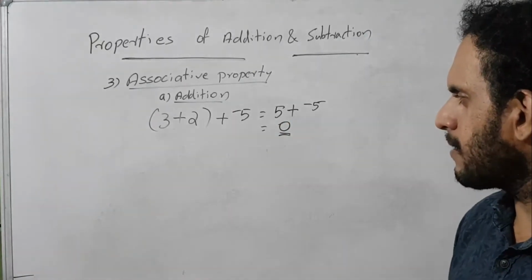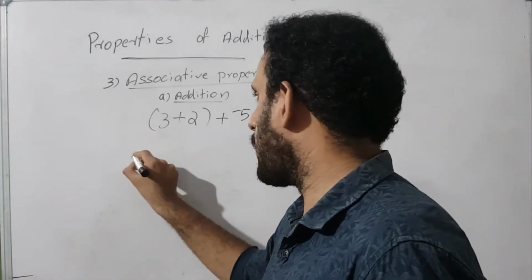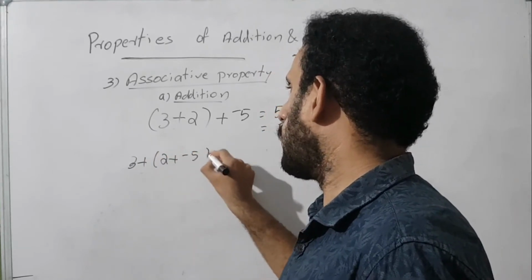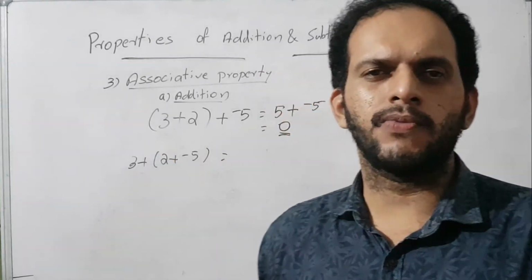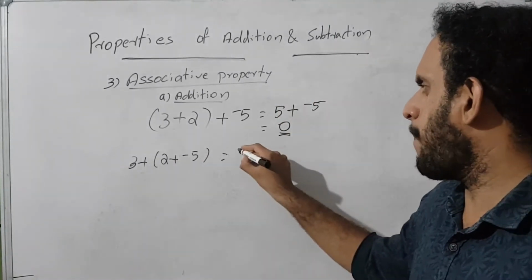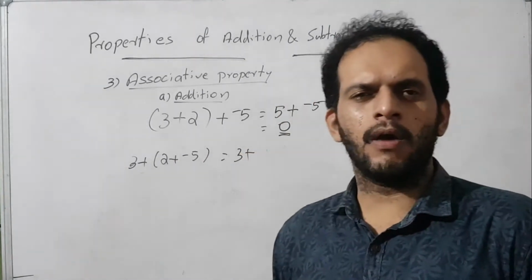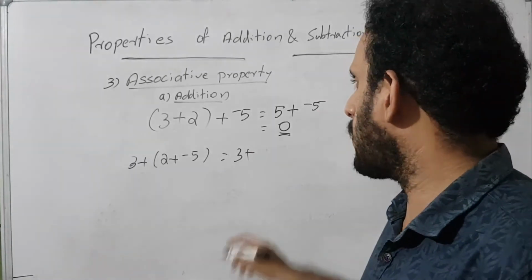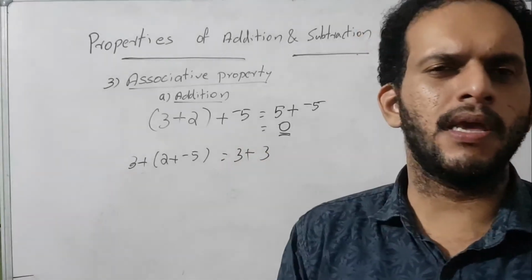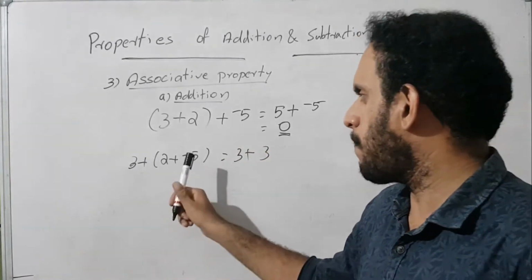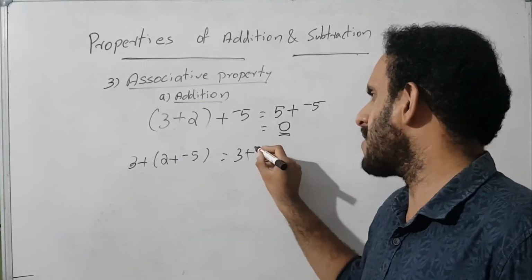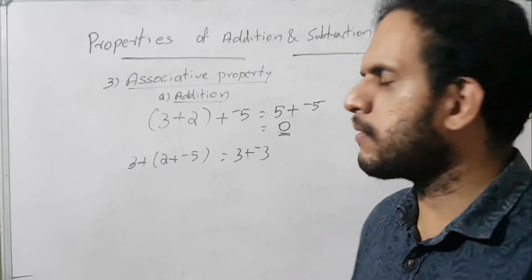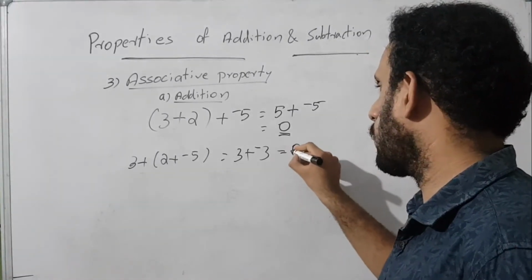So next we change the grouping like this. First we take the 3 separately: 3 plus (2 plus minus 5). Then how do we add? 3 plus, what is the result of 2 plus minus 5? They have different signs, so we subtract 5 minus 2. The answer is 3. Then what is the sign? The sign of the bigger number, which is minus. So the answer is minus 3. So what is 3 plus minus 3? 3 plus minus 3 is also 0.